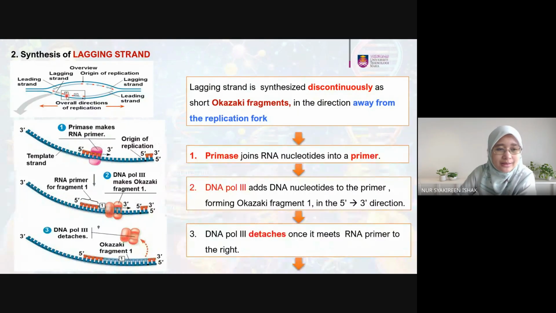The same happens when the second fragment is synthesized: the primase synthesizes the primer, and DNA polymerase 3 adds DNA nucleotides. Once it meets the 5' end of the primer of the first Okazaki fragment, DNA polymerase 3 will stop, producing the second Okazaki fragment. The same goes for the synthesis of the third Okazaki fragment. The primase synthesizes the primer from 5 to 3' end, and once it meets the primer of the second Okazaki fragment, the process stops. So it is synthesized in fragments.